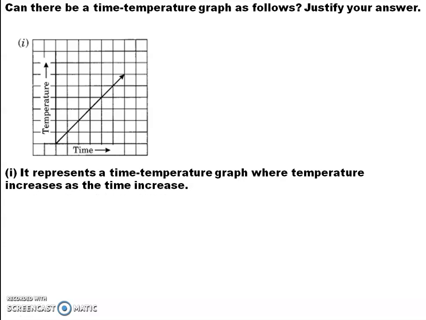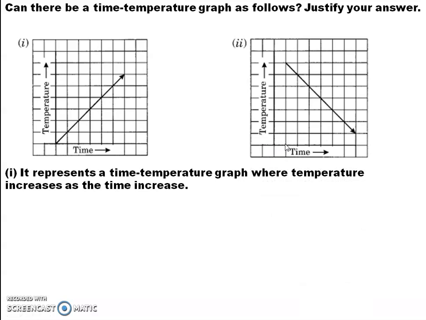It represents a time temperature graph where temperature increases as the time increases. So this type of graph indicates direct proportion. That means when one quantity increases, the other quantity also increases at a constant rate. That is the interpretation of this type of graph. Let's see the next graph.